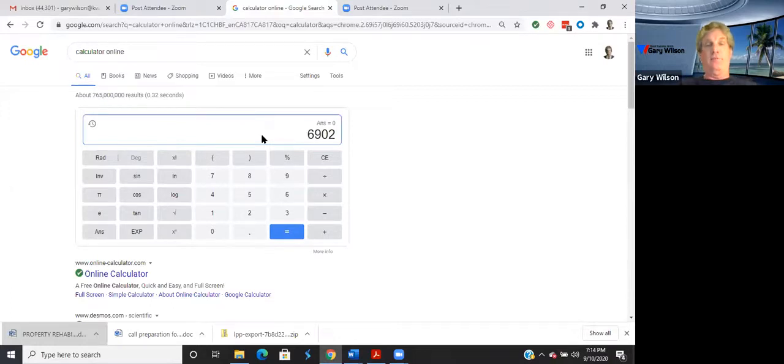That's on an annual basis, net operating income. I'm going to divide that by the cap rate, which is 9.5%. So I'm going to type in 0.95, all right? And hit the enter key.